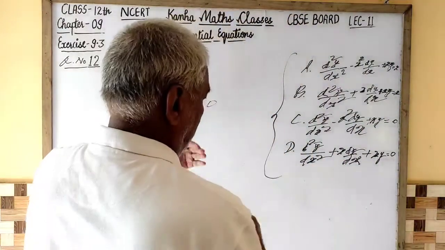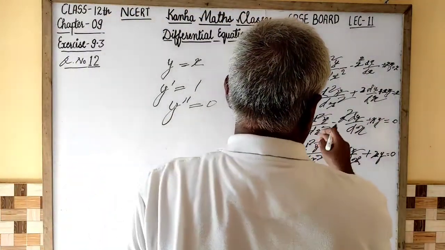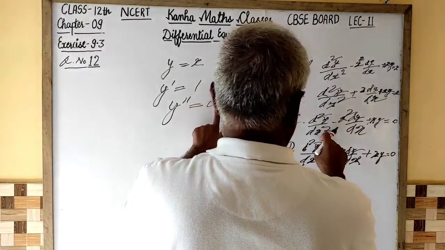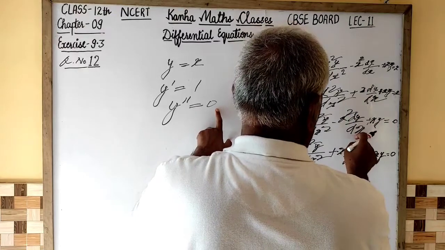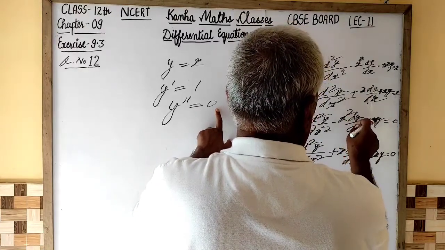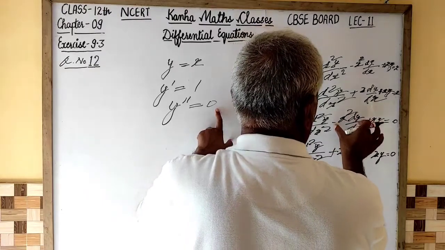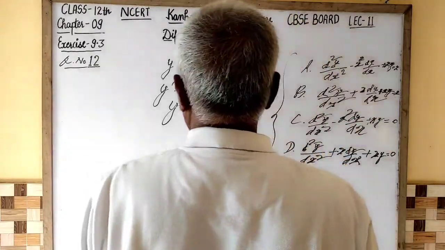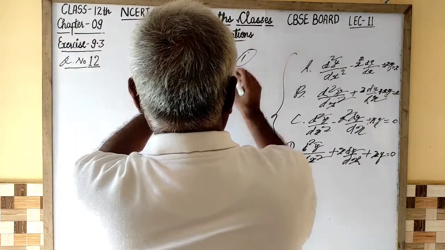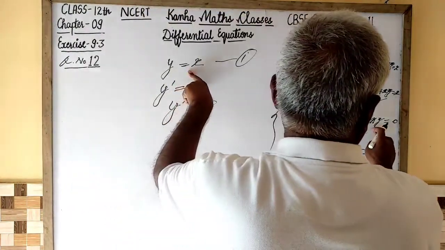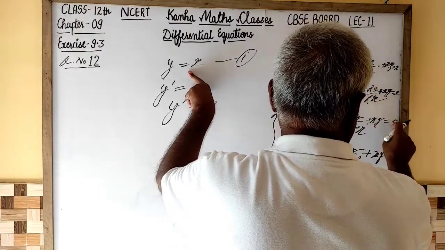Hence, in the same way, we will come to alternative C, that is d square y by dx square means 0, and minus x square dy by dx. This will be 1 into minus x square, this will be equal to minus x square, and by virtue of equation number 1, if you find y is equal to x, it means this will become x square and minus x square, this will be equal to 0.